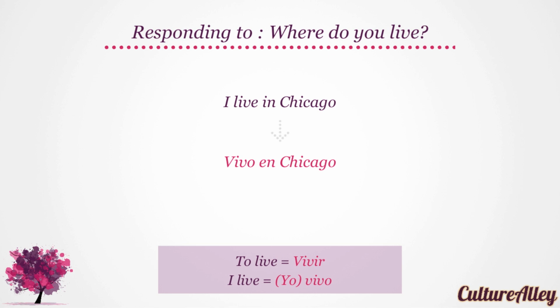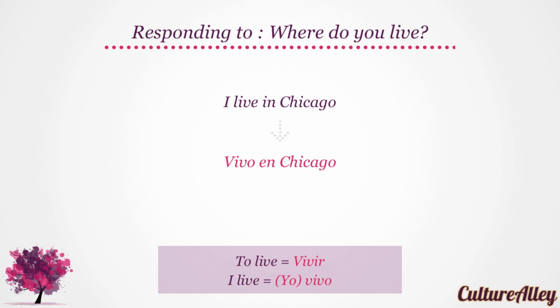An example for the response to where do you live will be I live in Chicago. I live in Chicago translates to Vivo en Chicago. Again, to live is vivir. Therefore, I live becomes vivo. So try saying, I live in Chicago. It is vivo en Chicago.